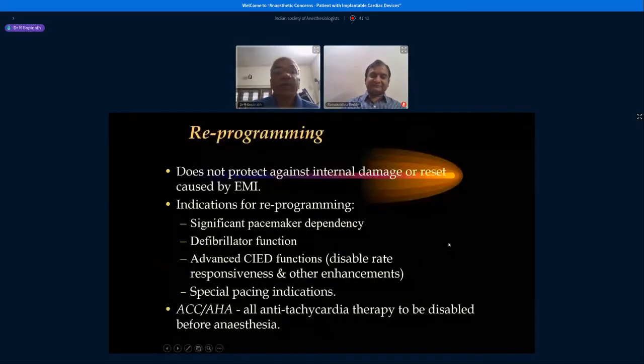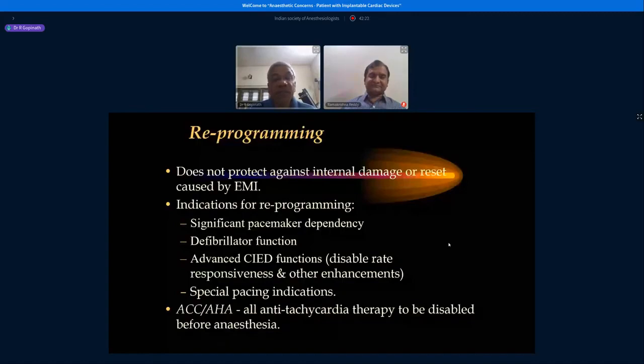So when do you need to reprogram these devices? Reprogramming does not protect against damage to the pulse generator or a reset caused by the EMI. So basically, you must understand that if there is an electrical source or another energy source, it can damage the pulse generator. So the indications for reprogramming are significant pacemaker dependency, or if it has a defibrillator function, or if it has advanced CIED functions where you have to disable the rate responsiveness and other such enhancements, or whether there are some special pacing indications.